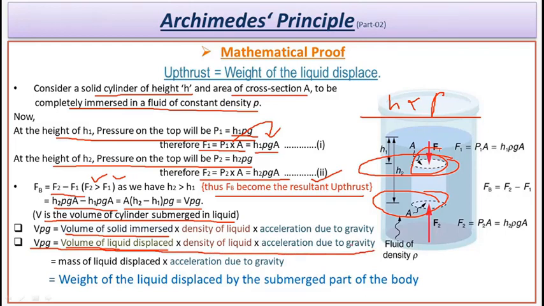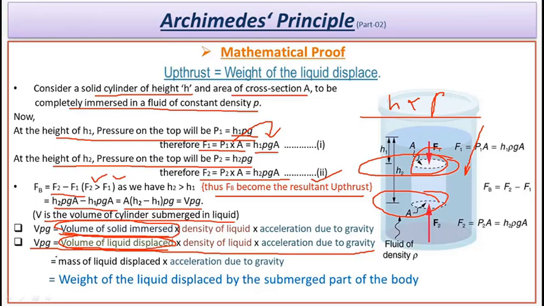Now you may wonder why the volume of solid immersed is equal to the volume of the liquid displaced. Students, remember this: whenever you immerse any object in a liquid, it will obviously displace an equal amount of liquid as per its volume, because it is creating space for its own shape. Therefore, here also we can change the volume of the solid immersed to the volume of the liquid displaced.